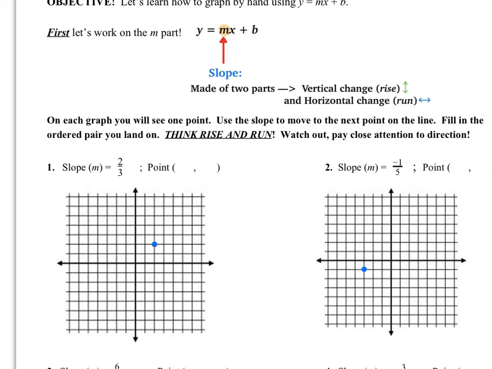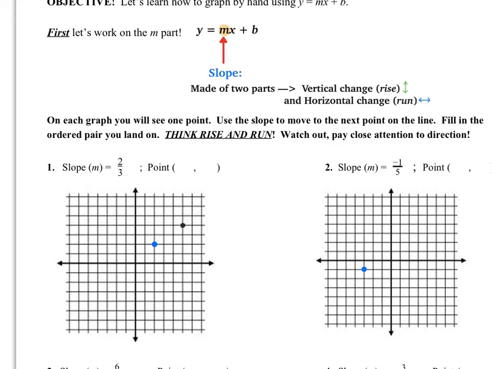So here's my point, and I have a slope of 2 over 3. So that means that my rise, or my vertical change, is going to be 2. So from my point, I'm going to go up 2, 1, 2. But then I also need to move my horizontal distance, which is going to be 3. So since it's positive, I'm going to go to the right, 1, 2, 3, and I'm going to put a point there.